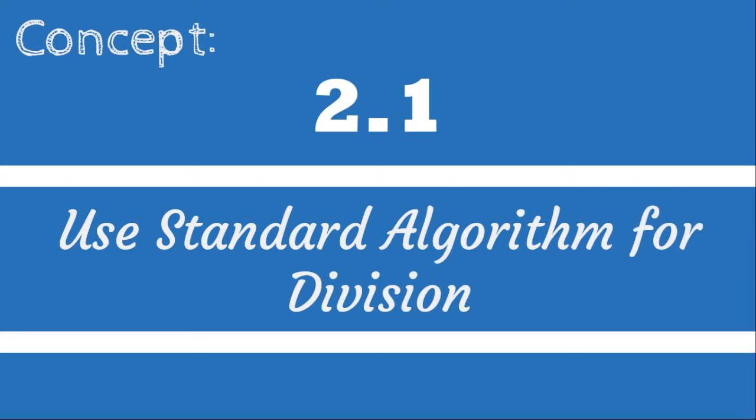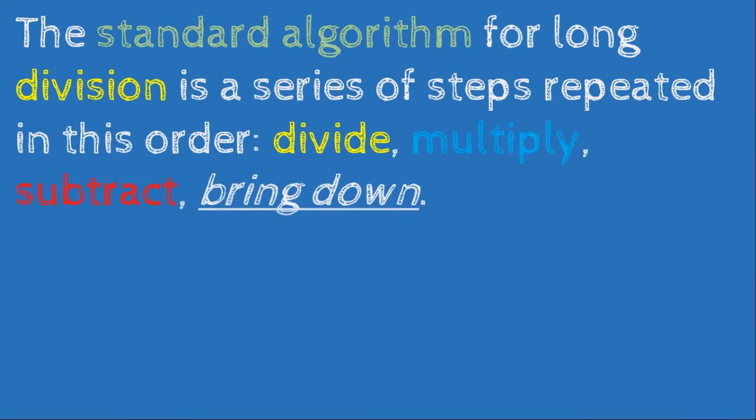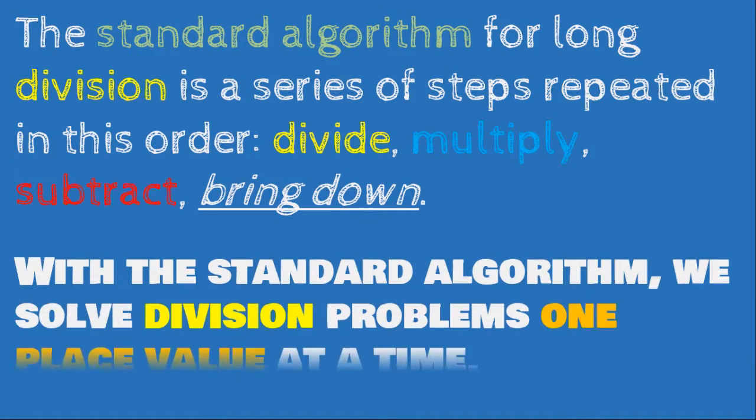So we're back. Concept 2.1: Use standard algorithm for division. The standard algorithm for long division is a series of steps repeated in this order: divide, multiply, subtract, and bring down. With the standard algorithm, we solve division problems one place value at a time.